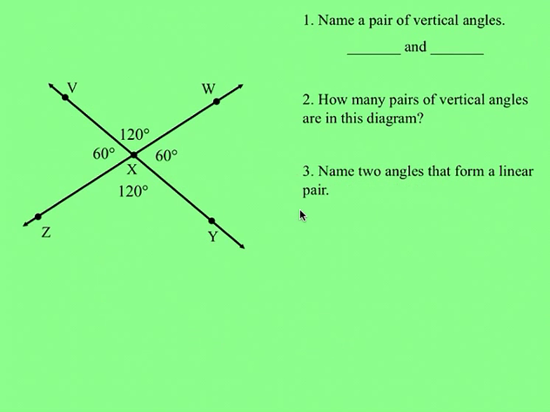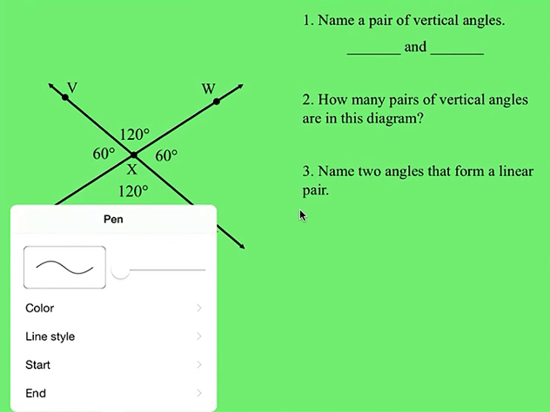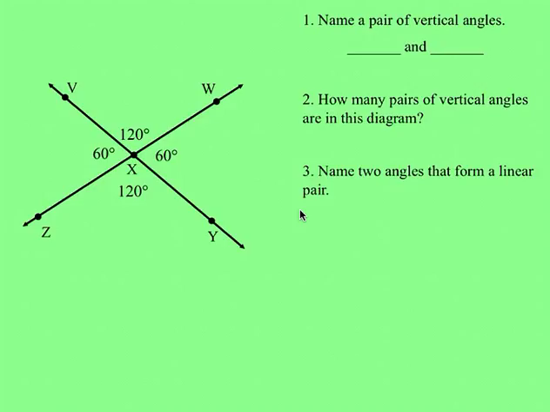So let's take a look at this in actual practice. So first thing it asks us to do is to name a pair of vertical angles. So vertical angles are angles that sit across from each other. So I notice that this angle and this angle are sitting across from each other. So I can say that angle VXW and angle ZXW are vertical angles. So you're going to notice that they're probably going to have the same vertex because of that center there.